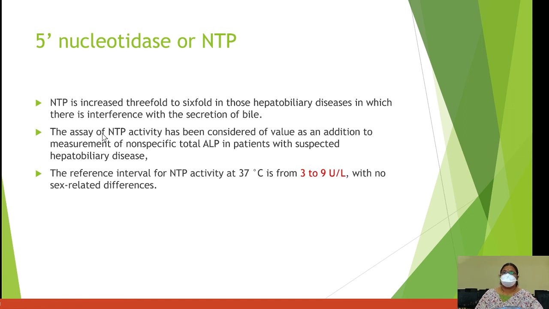So the assay of 5' nucleotidase or nucleotide phosphohydrolase activity is considered as an addition to the measurement of non-specific total ALP. That is, if the ALP is increased, non-specific total ALP values can indicate hepatic pathology or bone diseases. So if we assay the other enzymes along with non-specific total alkaline phosphatase, then they can indicate hepatobiliary diseases.